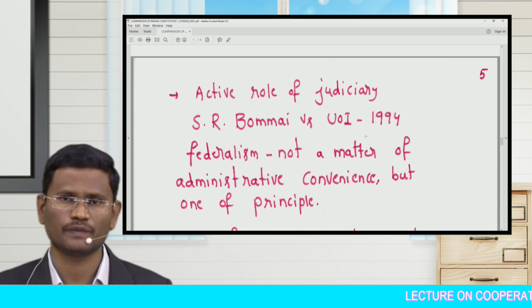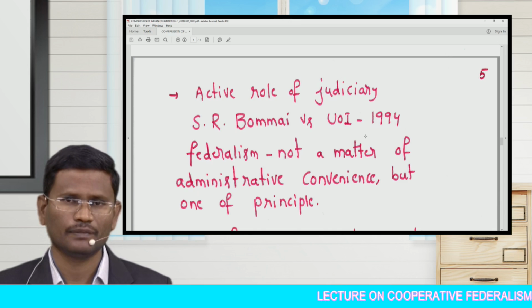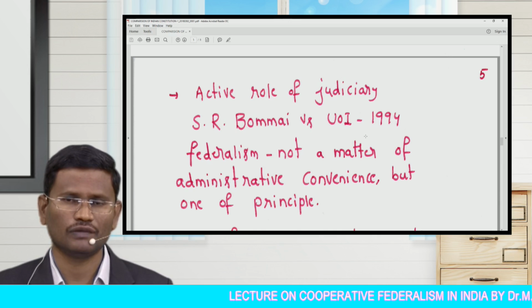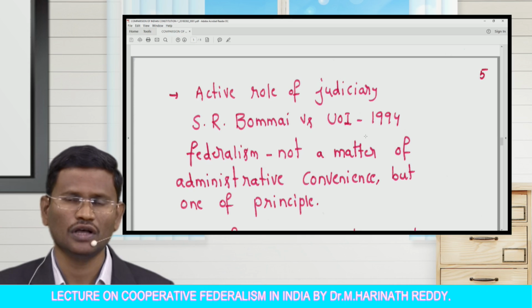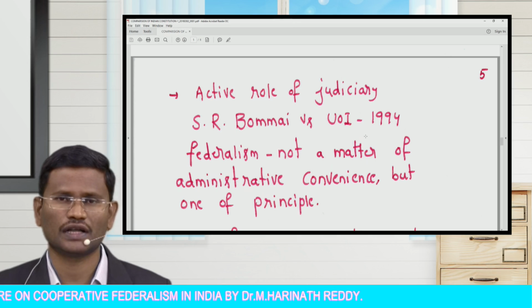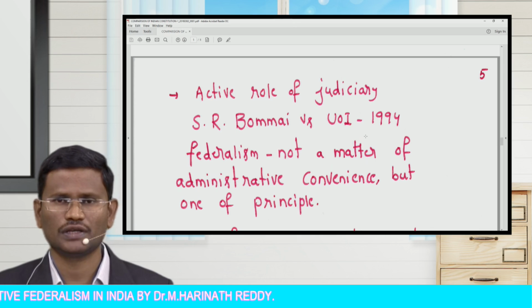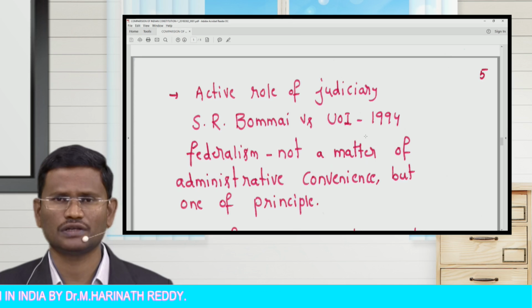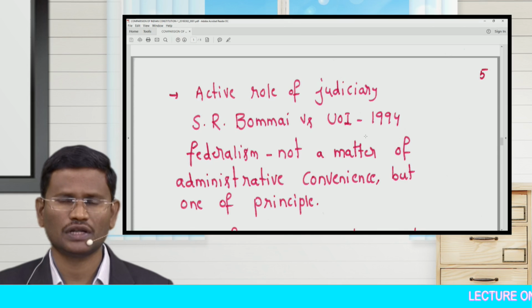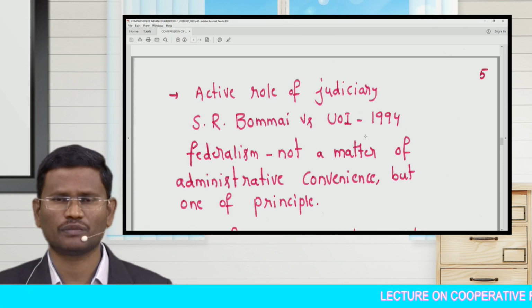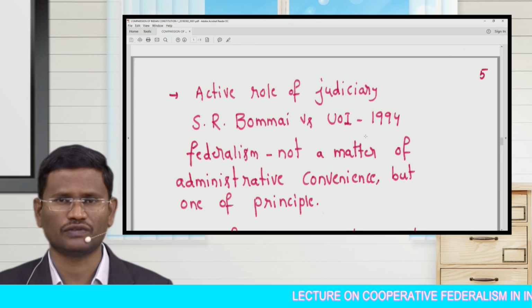In other words, by the time the Indian Supreme Court gave its judgment in the S.R. Bommai case on Article 356, we had the recommendations of the Sarkaria Commission. The Sarkaria Commission is the first commission on central-state relations, appointed in 1983. It gave its report in 1987. So the Sarkaria Commission had several important recommendations for preventing the misuse of Article 356.